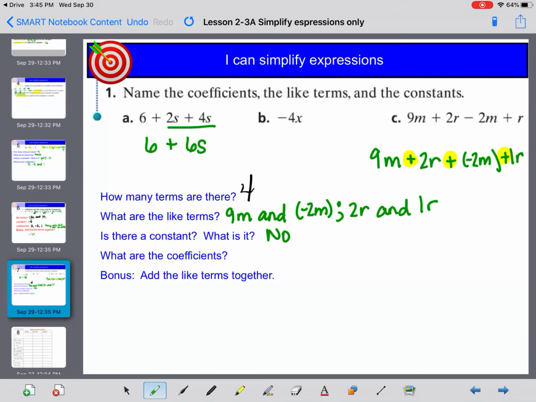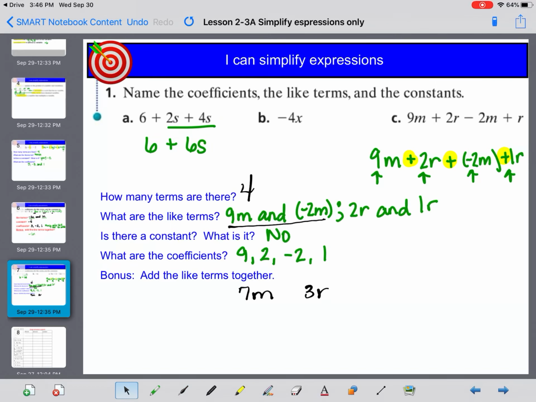What are the coefficients? The coefficients are the numbers being multiplied or in front of your variable. So these numbers right here are my coefficients. So I'm going to just list them. 9, 2, negative 2, and 1. And then my bonus is to add the like terms together. 9m plus negative 2m is 9 plus negative 2 is 7m. 2r and 1r is 3r.